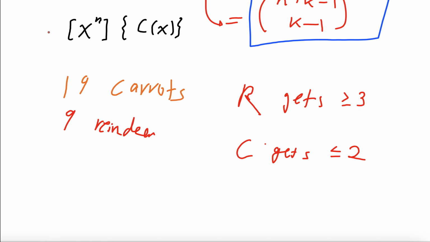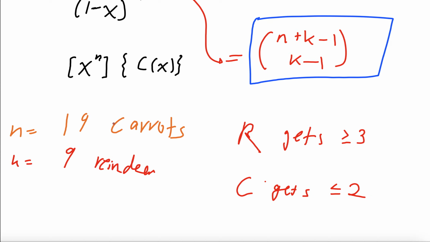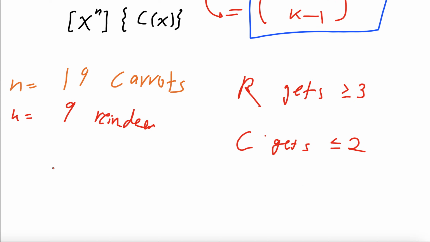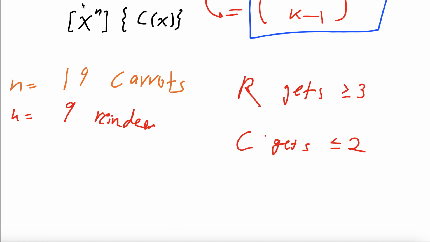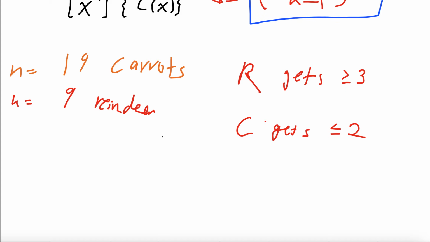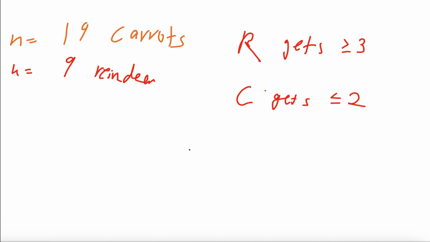Well, remember, if there weren't any conditions, then n equals 19. And then we had k equal 9. And so the answer to this would be 19 plus 9 minus 1, choose 9 minus 1. And this is equal to 27 choose 8. Theoretically, if this were a normal question without any conditions. But it's not. So once again, we have to create case generating functions, individual generating functions that represent each deer.